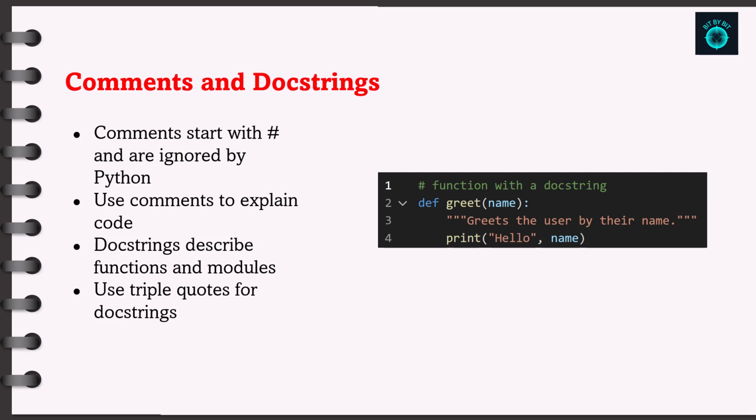Docstrings are used to describe the purpose of a function, class, or module. They are placed at the beginning of the function or class and written using triple quotation marks. Using comments and docstrings makes your code easier to read, maintain, and debug.